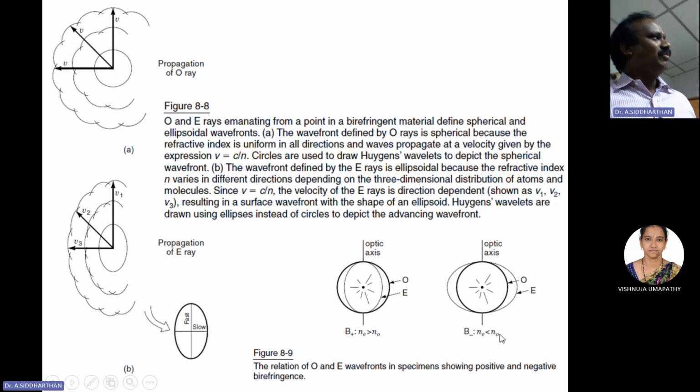When this kind of system is there, we call it negative birefringence. This type of system is positive birefringence. All circles have the same velocity; this is what is expected. But when light goes through a crystal, the velocity is affected, since velocity is c by n, where n is the refractive index. The refractive index allows the velocity along the optic axis to go undisturbed, but it retards this direction. So the velocity V3 is less: fast axis, slow axis.